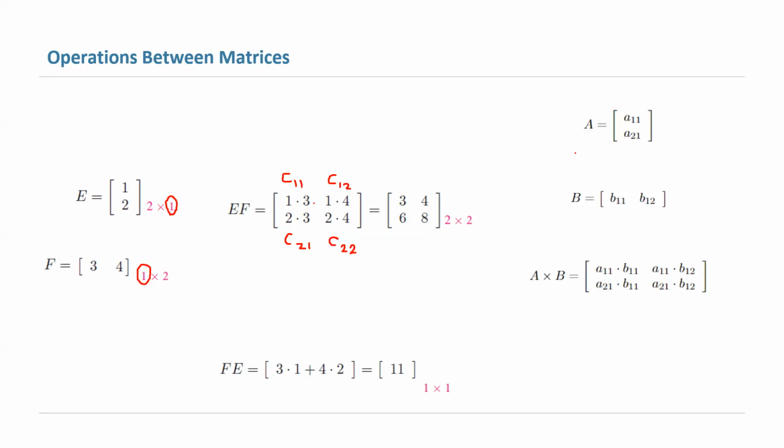So in general, if you have a matrix A with 2 rows and 1 column, and the second matrix B with 1 row and 2 columns, these are the entries of the multiplication between A and B. For B and A, it's just basically the dot product between them.